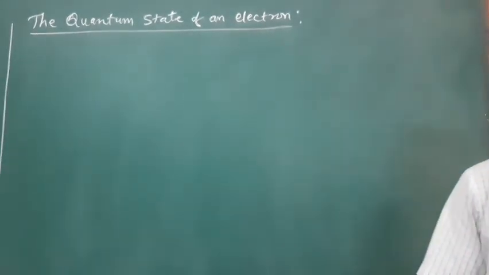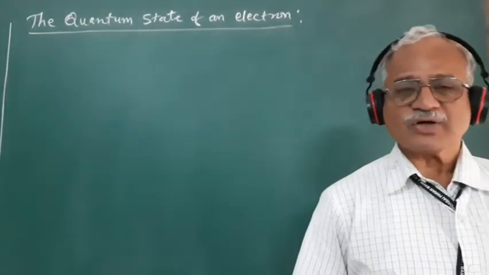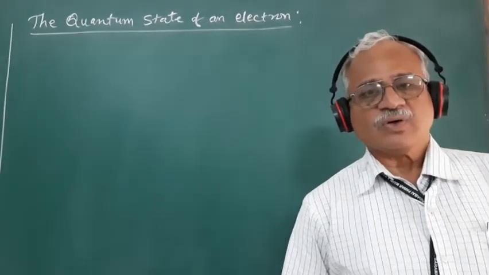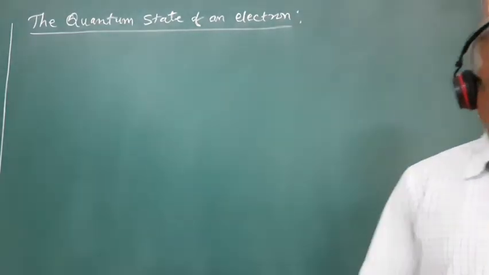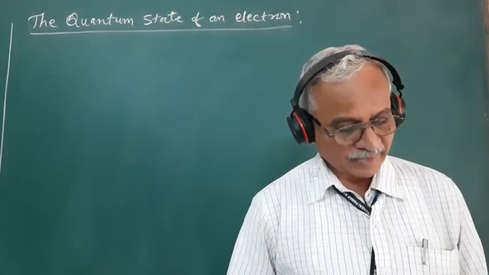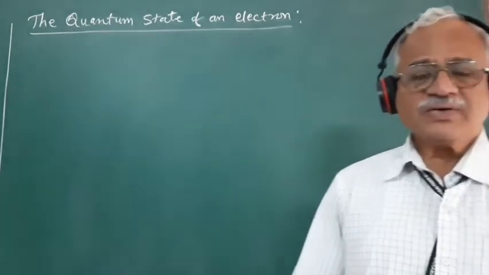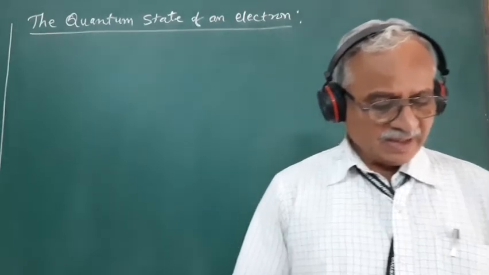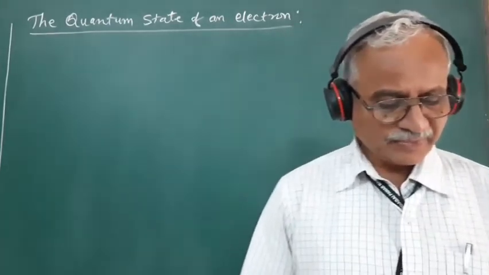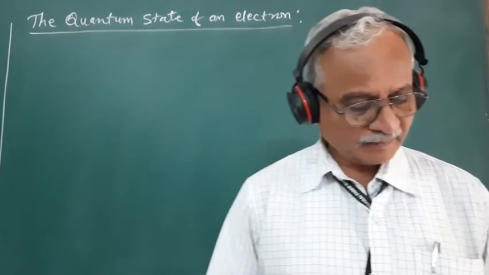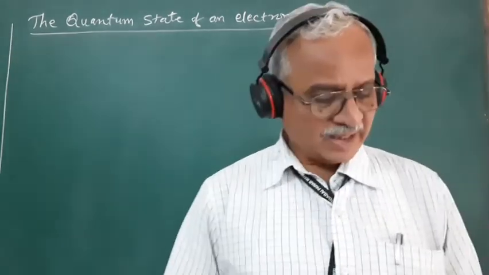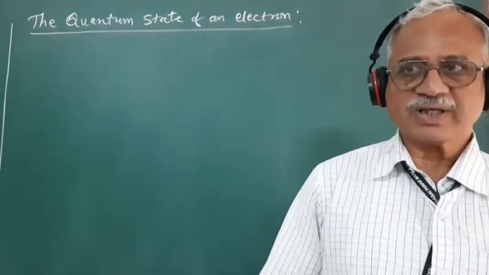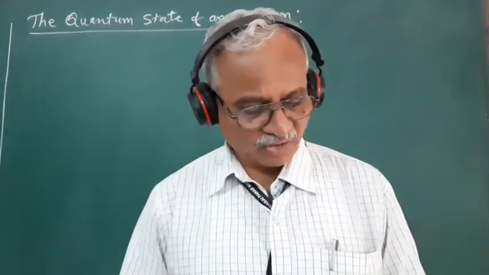Two electrons belonging to the same atom will not have the same values of all the four quantum numbers. This set of quantum numbers specifies the state of an electron in an atom, and this is called the quantum state of an electron.